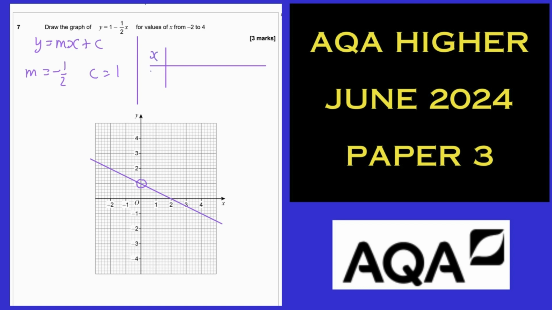Or you might prefer to go for your table of values. Now, if I was designing a table of values, because of the half there, or minus a half, if you want to be a pedant, I pick even values so they're easier to halve. So when you sub them in, mental arithmetic or calc, you generate your coordinates of 0, 1, 2, 0, and 4, minus 1. Get a ruler, join them up. However you go about it, it's all good.